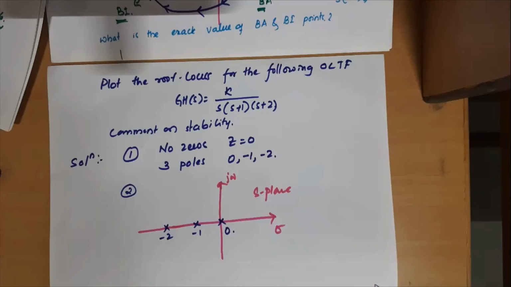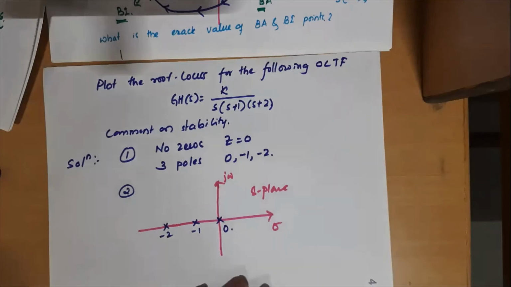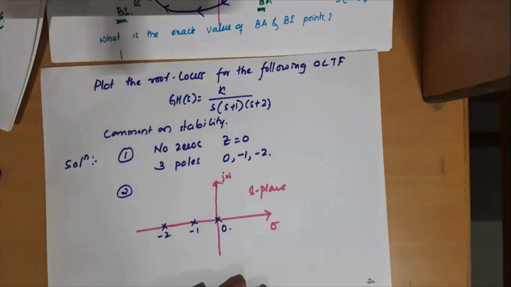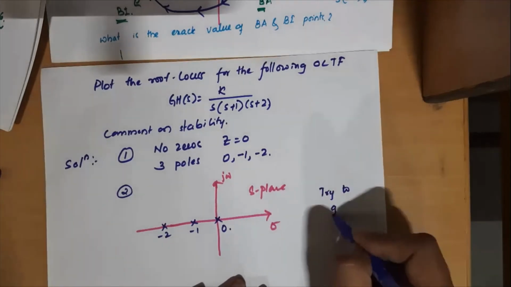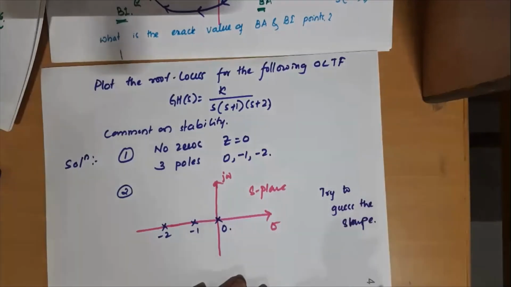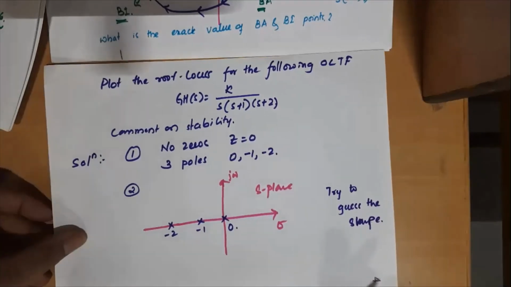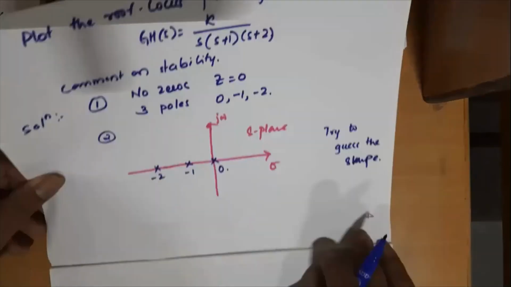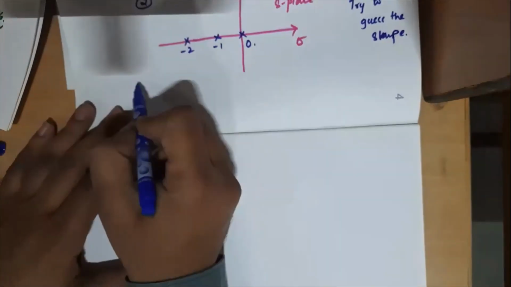So straight away go to the steps, identify poles and zeros: no zeros, z equal to 0, 3 poles, p equal to 3. So poles are at 0, minus 1, minus 2. Mark them on the S plane. Then try to guess the shape at this step. Just try to guess the shape. Once you're familiar with more numericals, it is easy, but this is a general suggestion for everyone.